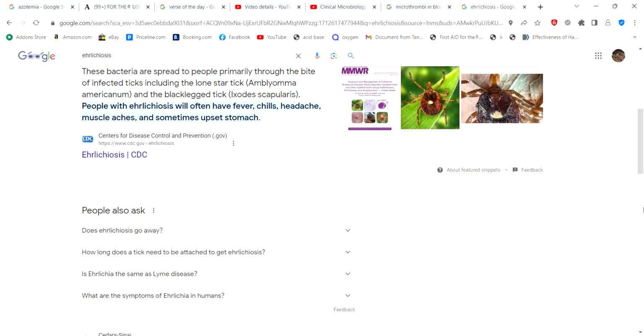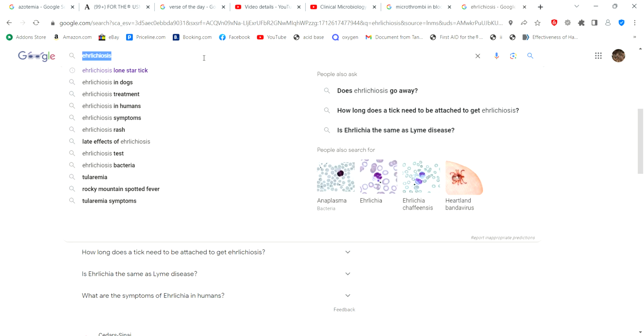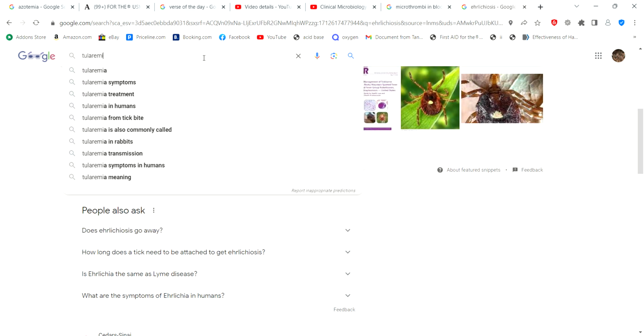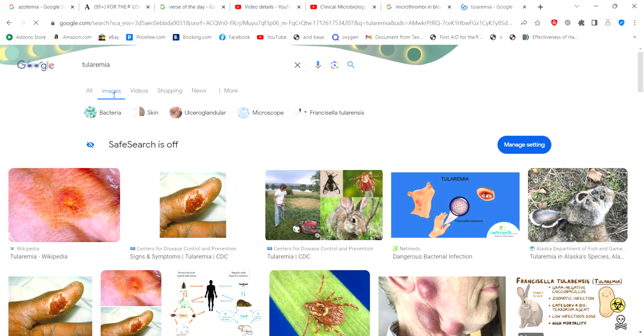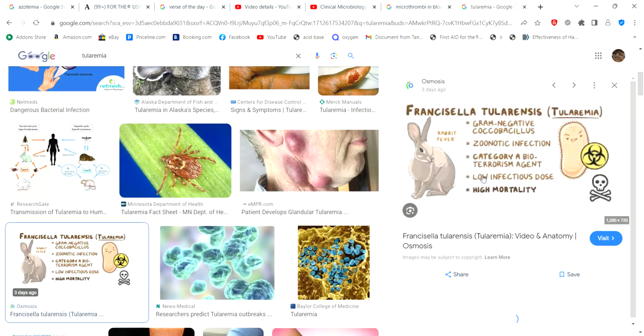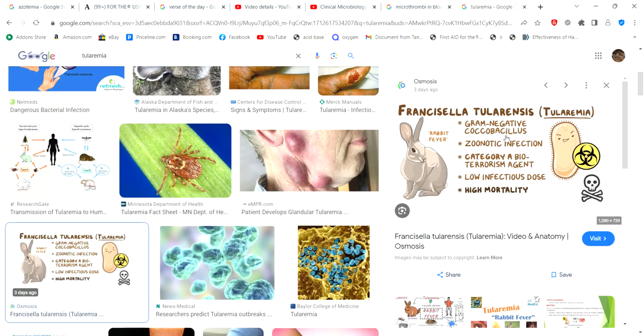Francisella tularensis. Okay, this causes tularemia. It's transmitted by ticks, rabbits, and deer flies. It's also known as rabbit fever. These are the symptoms. It's a gram-negative coccobacillus.